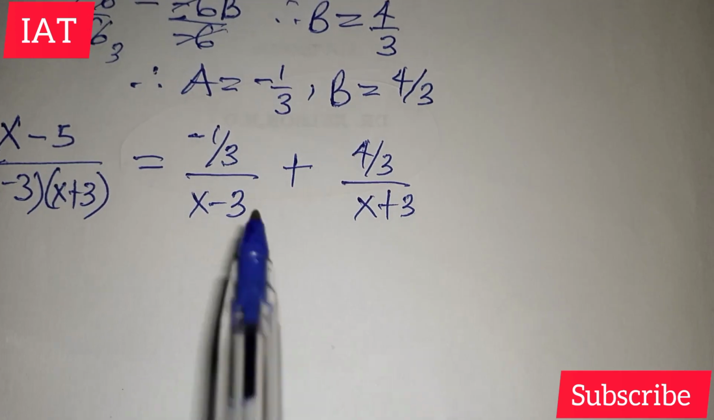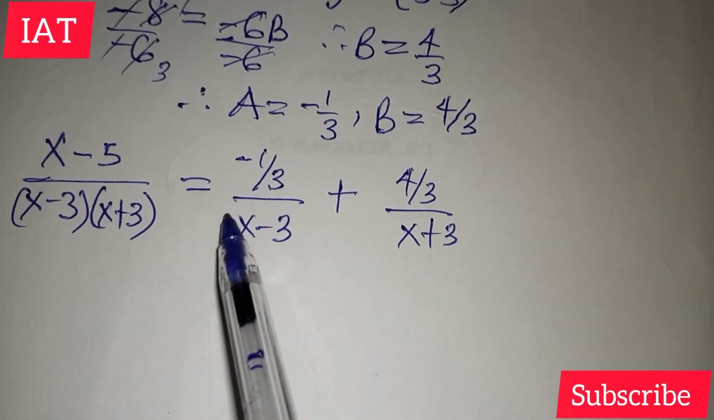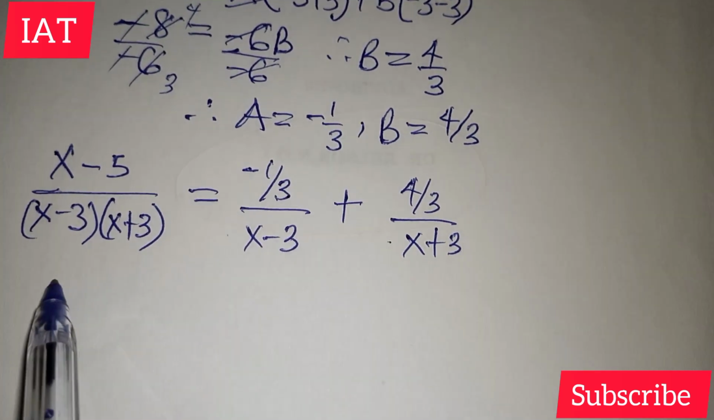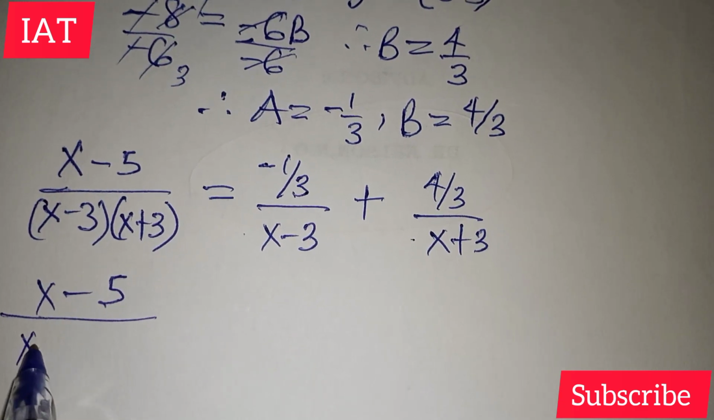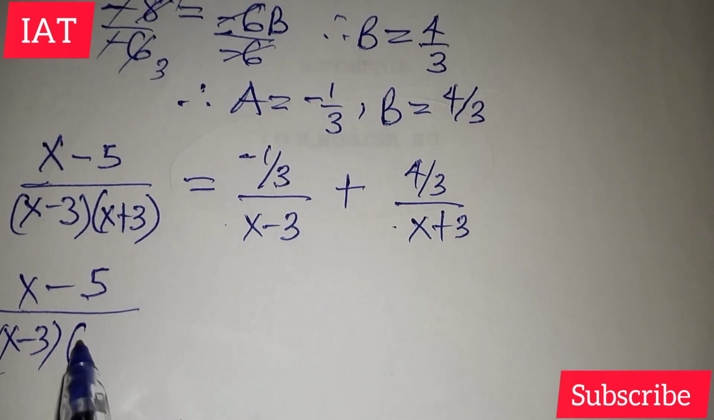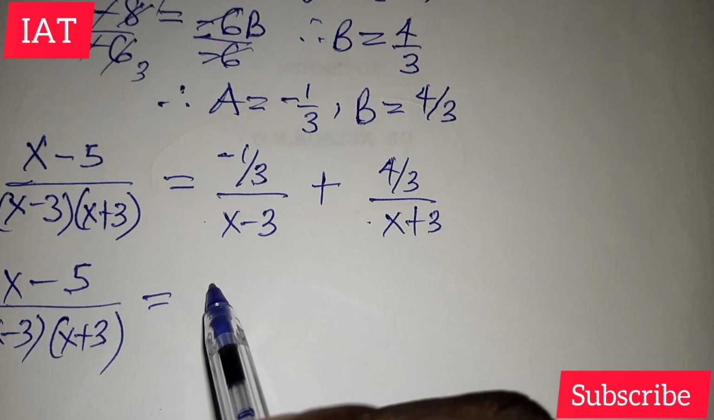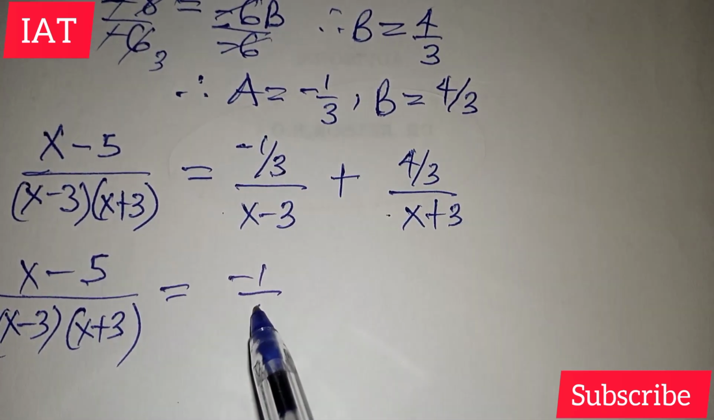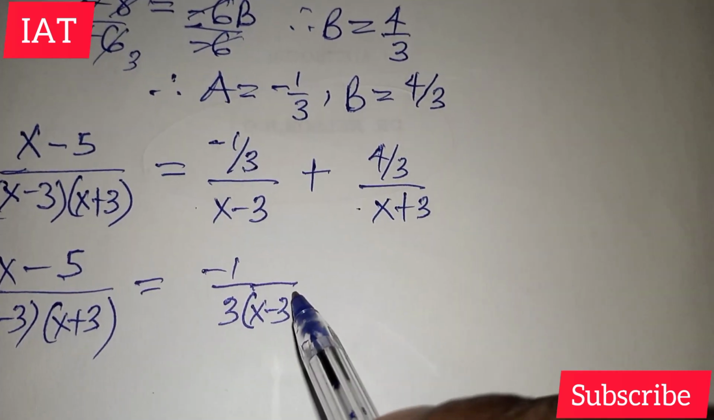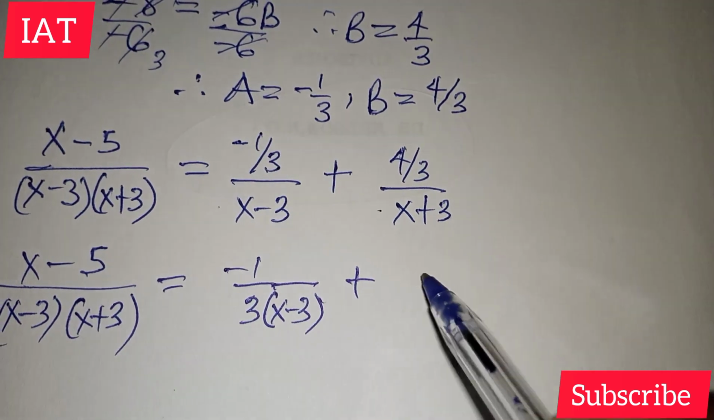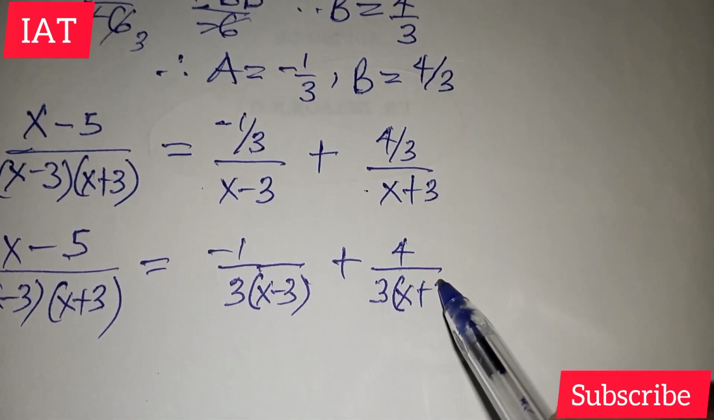Alright, so we're not comfortable with the nature of this fraction, so we want to move this 3 down, so that the left hand side remains the way it is, and then the right hand side will turn out to be minus 1 over 3 into x minus 3, and then we have it to be plus 4 over 3 into x plus 3.